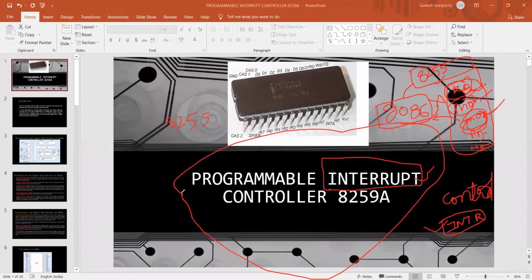It actually receives the interrupt signals from all these peripheral devices. It processes them, and it puts them in the priority order. Okay, and it sends the interrupt signals to the 8086 one by one. That is the purpose of this interrupt controller. Okay, hope the introduction to this 8259 is clear to you.